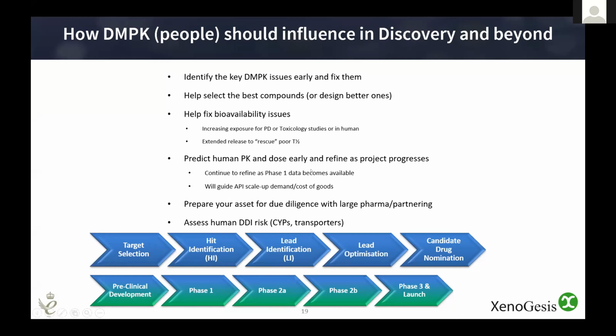It's important to prepare your asset for due diligence, assuming that you are a biotech here, and most drugs, this is where they come from these days, and you'll probably be either going it alone or selling to large pharma. So it's important to do that, and also assess the DDI risk. And the DMPK influence should go all the way along to phase 2A, at least, I would say. So at that point, I'd like to say thank you very much, and I'm happy to answer a few questions.